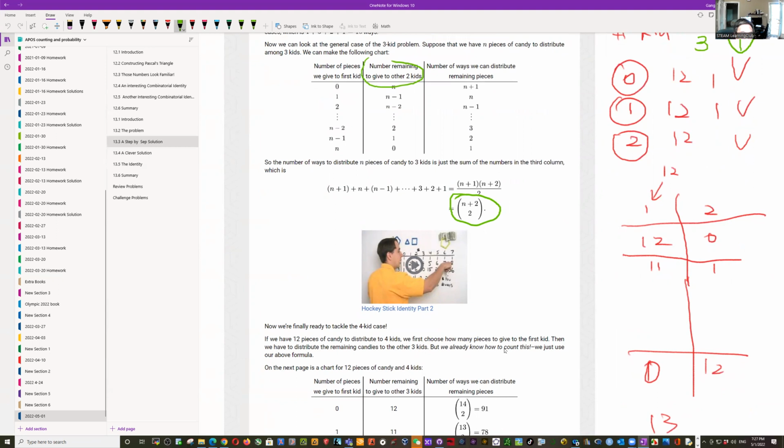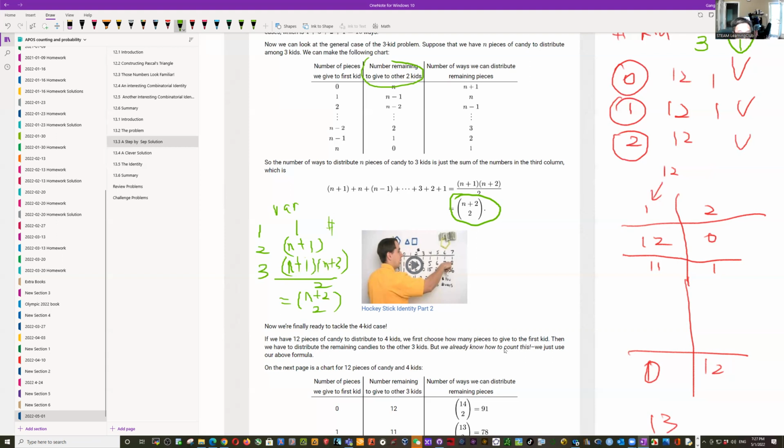So right now we find that if we vary the number of kids, it's accumulable. So 1 kid is 1 way, and 2 kids is n plus 1 ways. N is the number of candy. And for 3 kids it's n plus 1 and n plus 2 divided by 2. And that is equal to n plus 2 choose 2 ways. So basically, that's buildable.